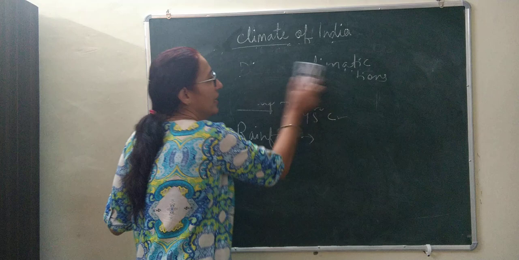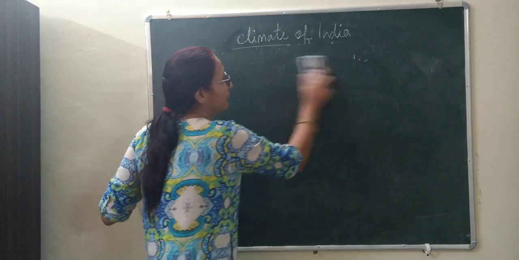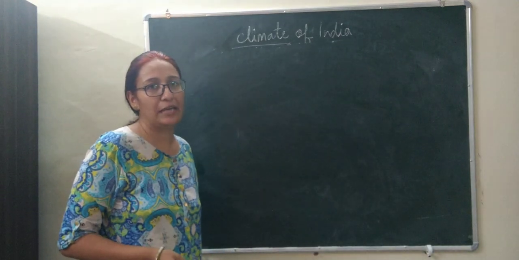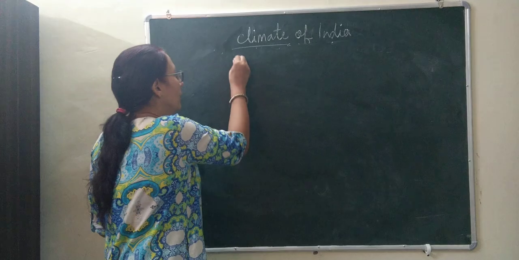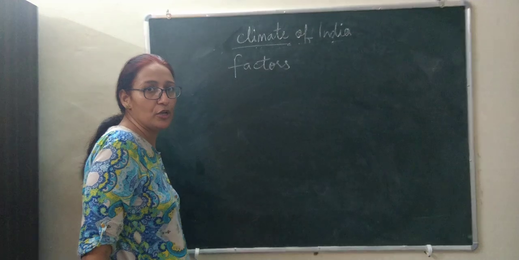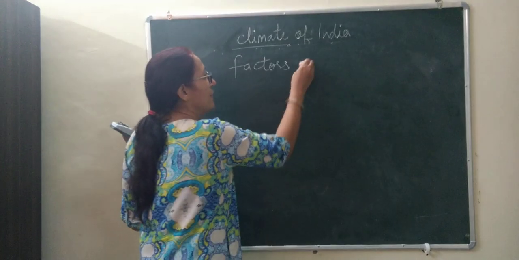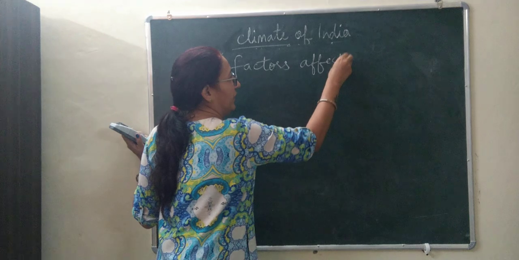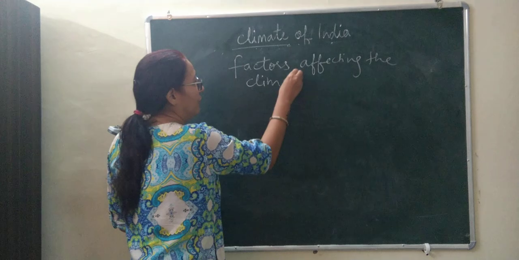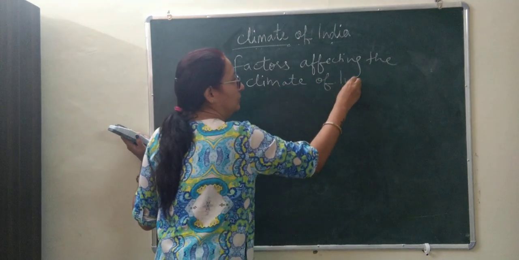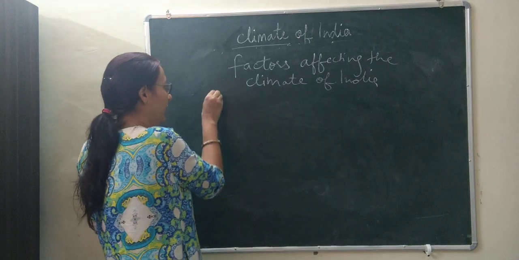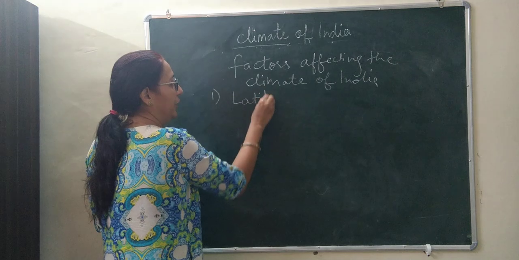What is the reason behind that? Why do different parts of India experience varied or different climatic conditions? There are so many factors responsible for this. So the next main topic is factors affecting the climate of India. What is the first factor that affects the climate of India? That is latitude.